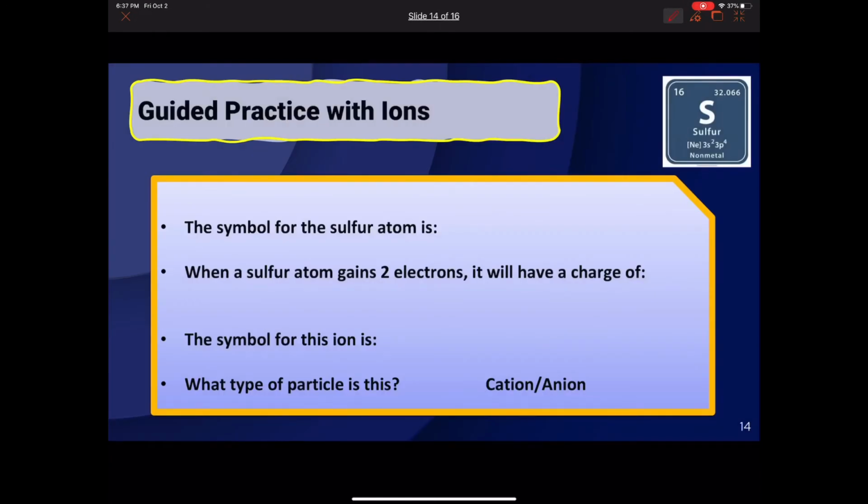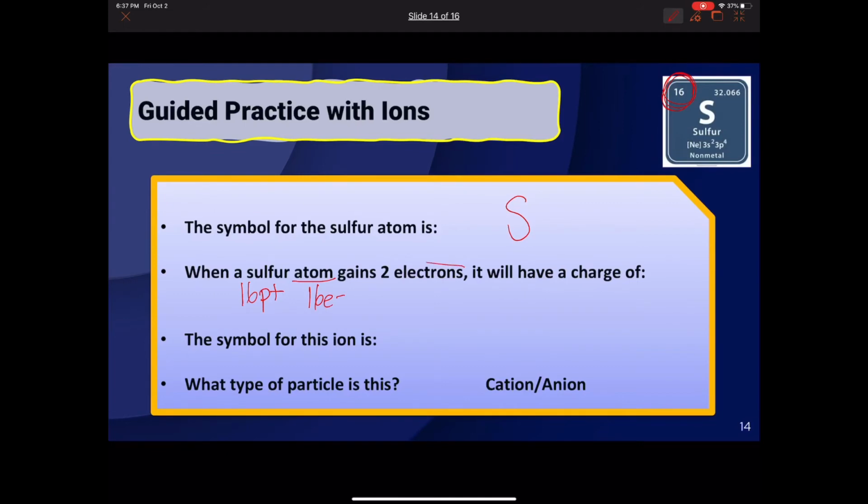Let's take a look at sulfur. Sulfur, you'll notice on the periodic table, has the symbol capital S. Its atomic number is 16. That means it has 16 protons. A neutral atom of sulfur will also have 16 electrons.